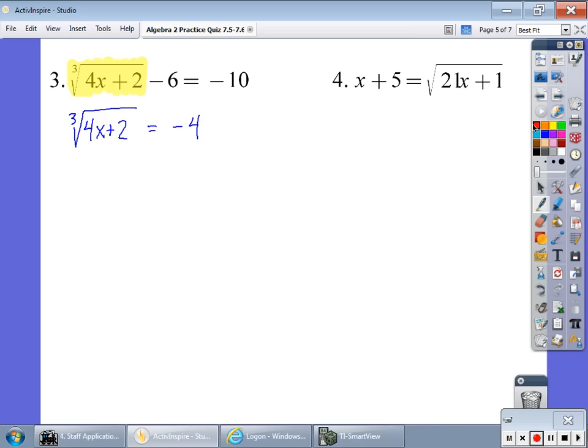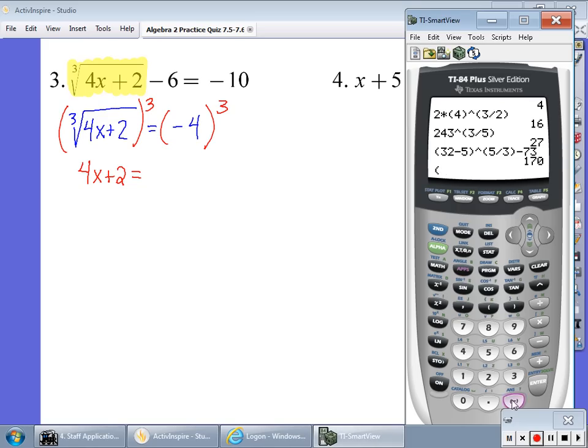Now what we'll do, we're going to cube both sides. The reason I'm cubing is because this number and this number need to match. The opposite of the cube root is the cube. The inverse of the cube root is the cube. And so what's going to happen is this and this will reduce. We'll get 4x plus 2 is equal to negative 4 to the 3rd power. I know what that is off the top of my head, but if I didn't, I'd just go to my calculator and type that in. We're going to get negative 64.